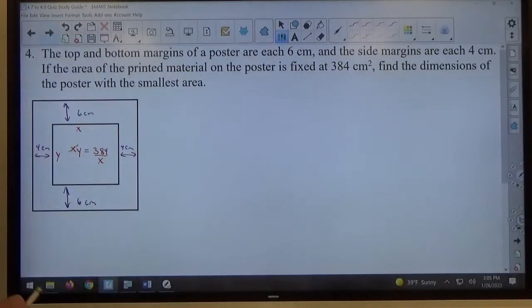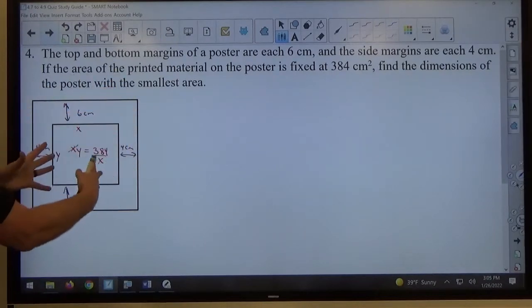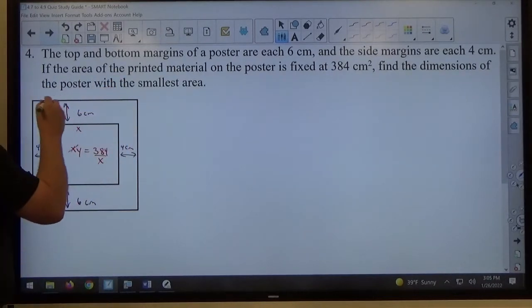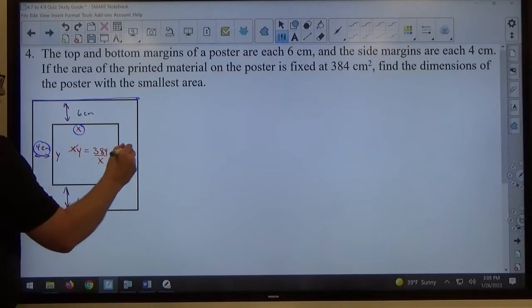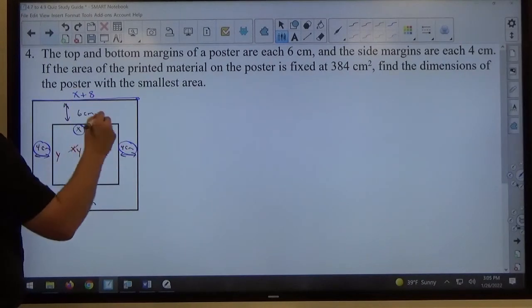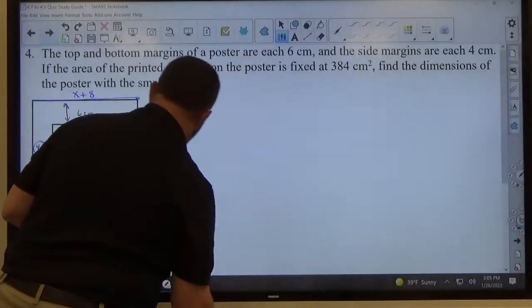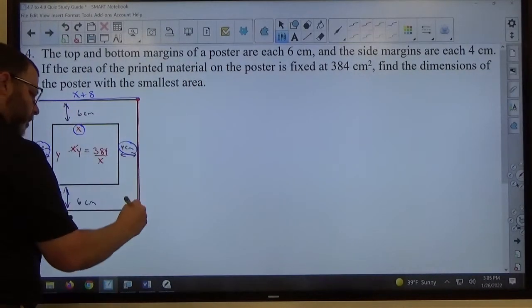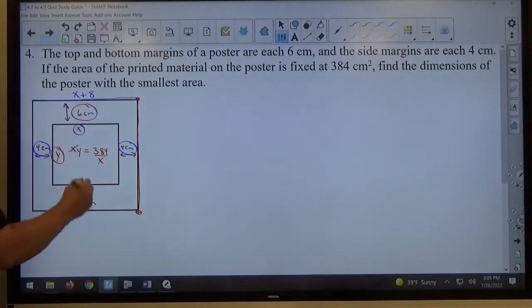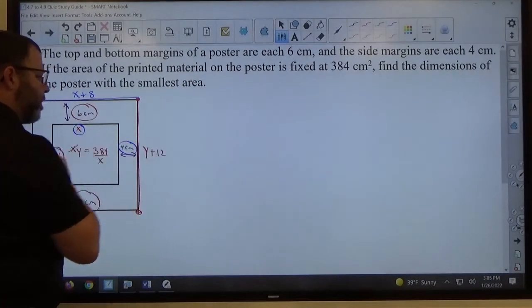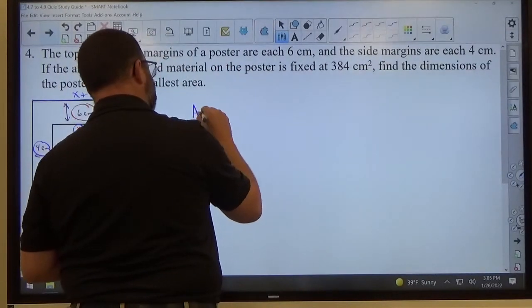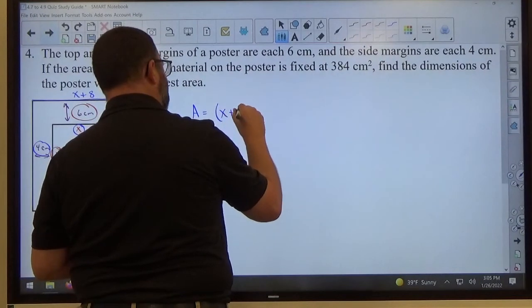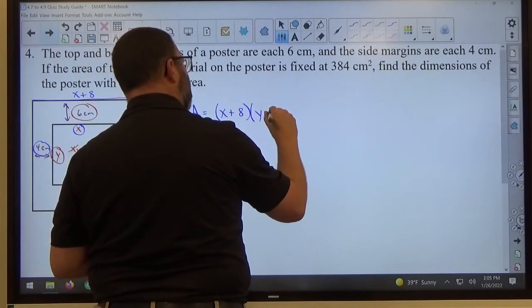The question's asking me to find the poster with the smallest area, so they want the overall poster to be the smallest area possible. The top dimension from here all the way to here is X plus 4 plus 4, which is a total of X plus 8. And the distance up and down is Y plus 6 plus 6, which is Y plus 12. So the area formula I'm trying to minimize is the base of the poster, X plus 8, times the height, Y plus 12.